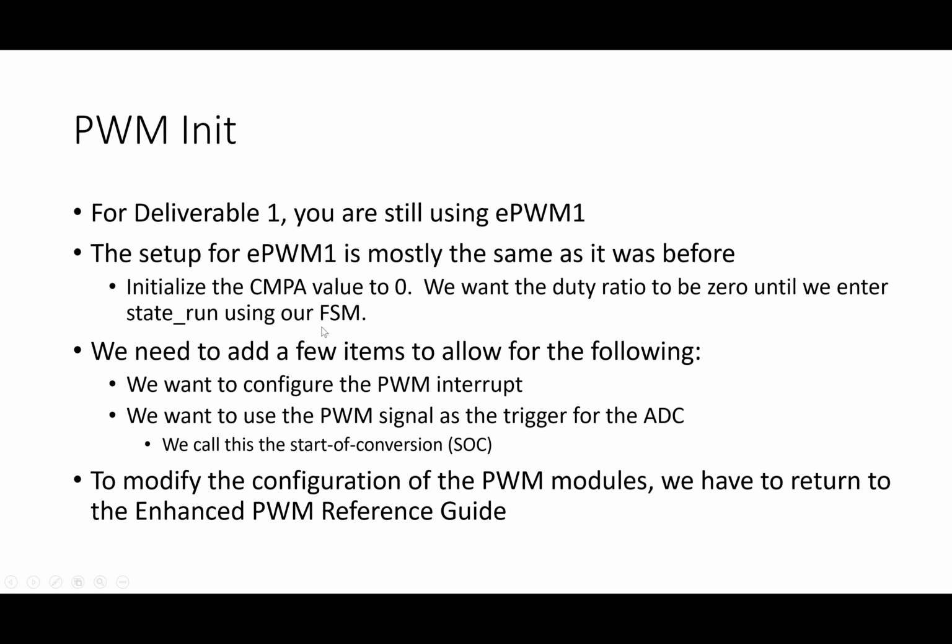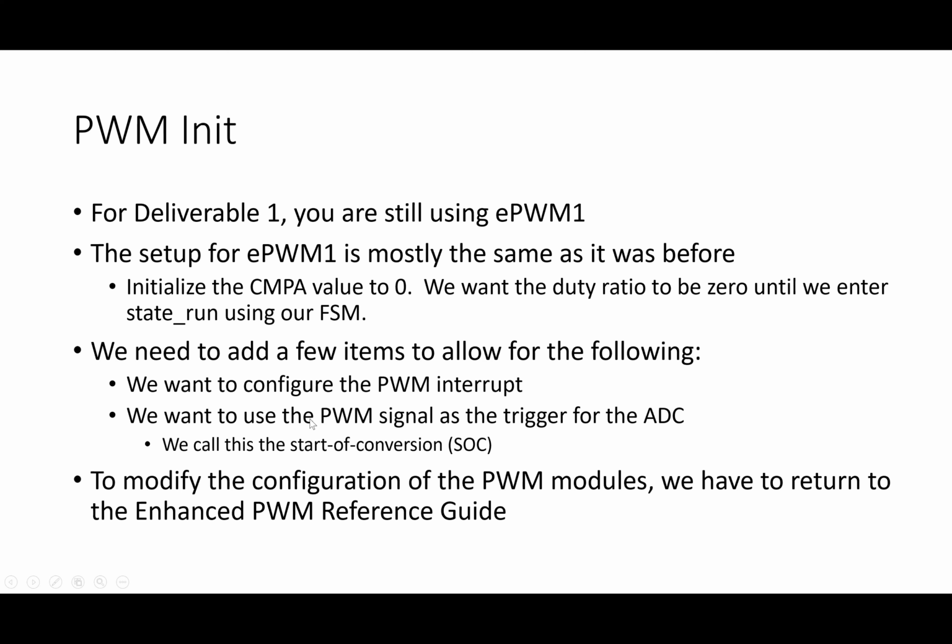Now, I've talked in class before about our finite state machine. The finite state machine is what actually changes the duty ratio from 0 once I go into the run state. I need to add a couple of different things to my code. So I'm going to need to configure the PWM interrupt, and this section of the notes talks about how to configure the PWM interrupt.